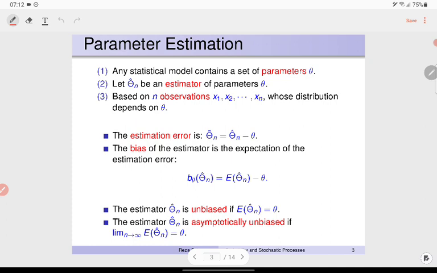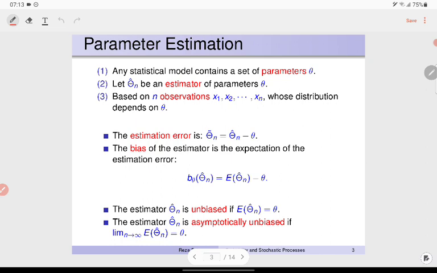Of course, this estimation cannot be perfect. There will be some error involved. The estimation error in this case will be theta tilde n, which is equal to theta hat n, namely the estimator that we have, minus the original or the perfect parameter theta.